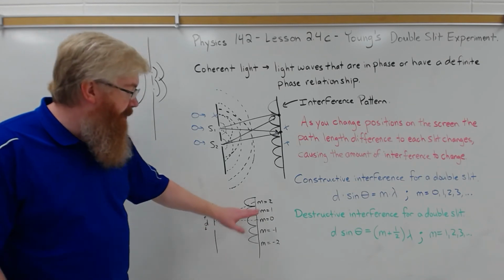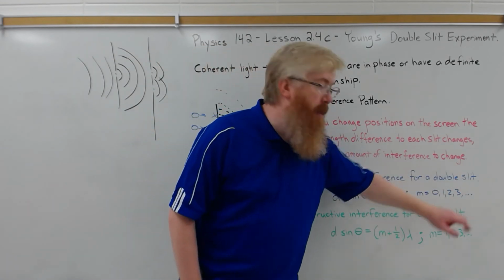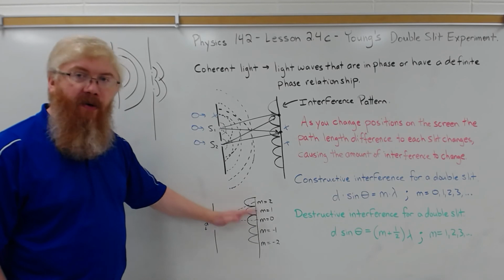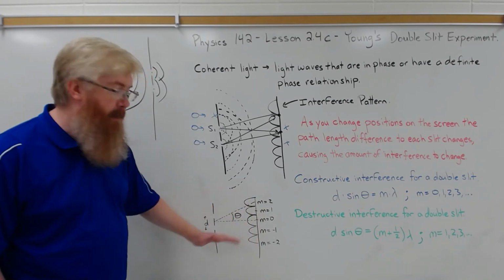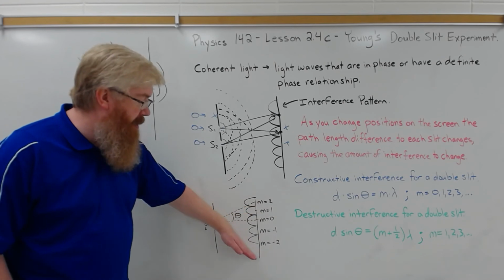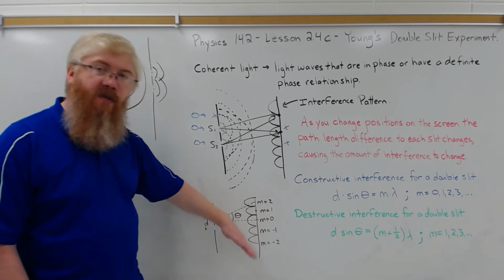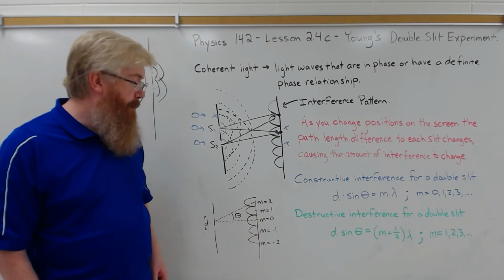But just note that if you want to keep it all positive, like the equation I have here, m equals 0, 1, 2, and 3, just note that the angle theta goes on both sides. So m equals 1 on the top has the same theta as m equals 1 on the bottom. m equals 2 on the top has the same theta as m equals 2 on the bottom, and so on. The only thing that's different is which side of the middle line you draw the peak.